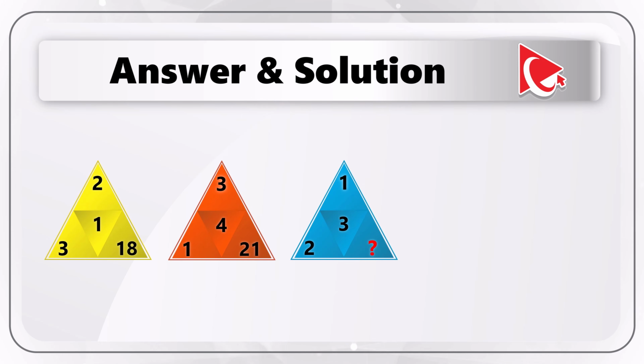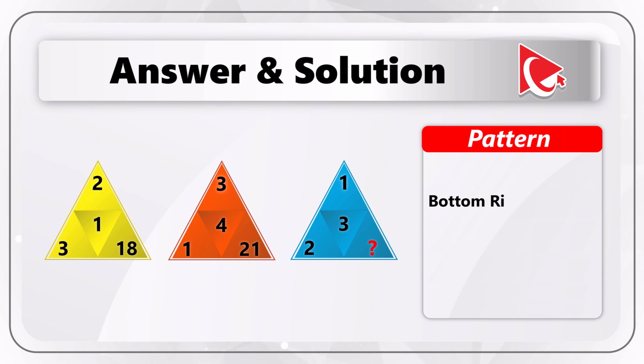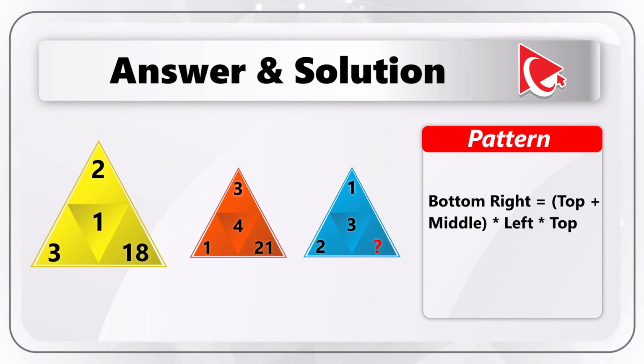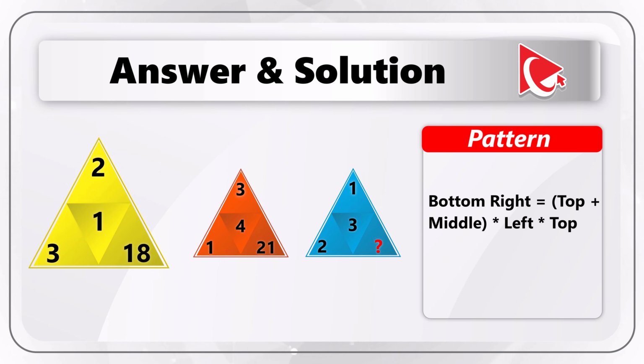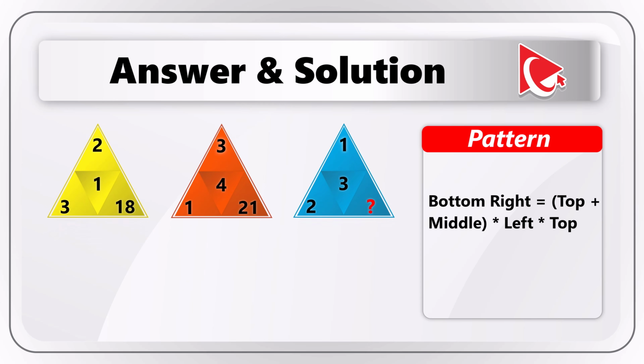As you might have guessed, the first step here is to determine the pattern. So in this particular pattern, the bottom right number is calculated as the sum of the top and middle numbers, multiplied by the left and by the top number. Let's look at sample calculations to make the example more clear.